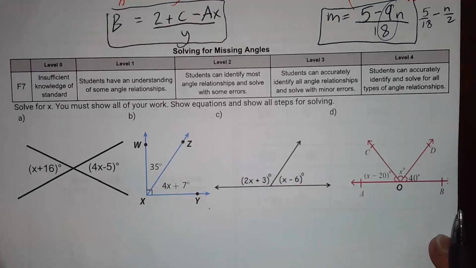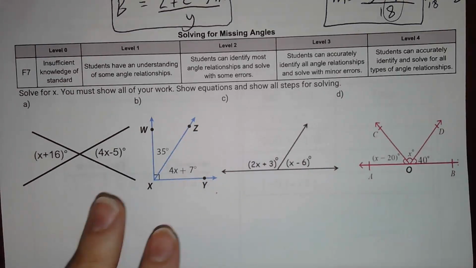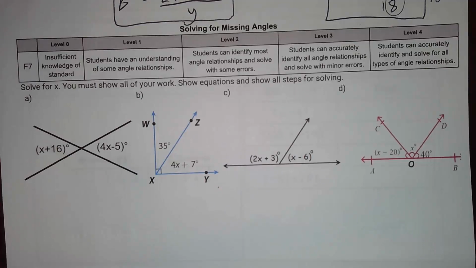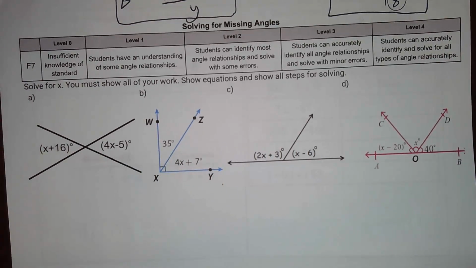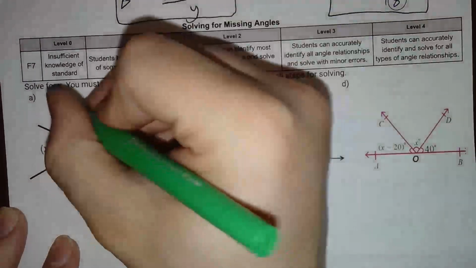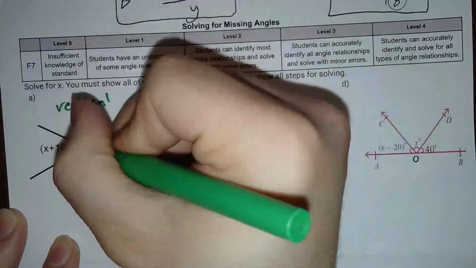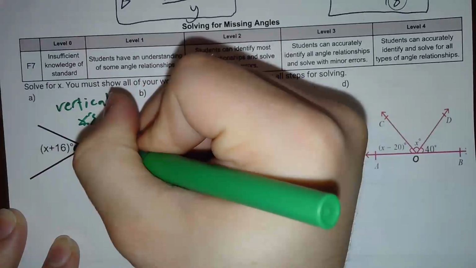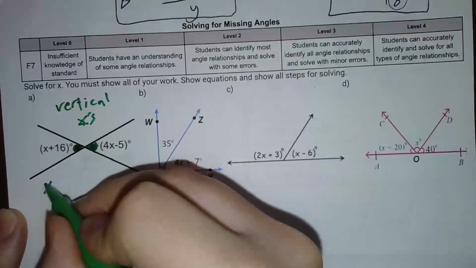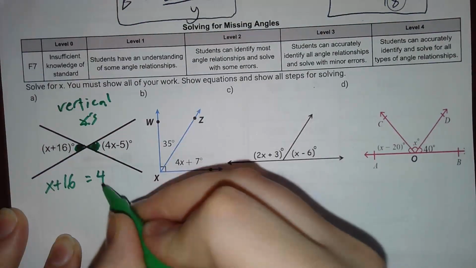Now standard F7, solving for missing angles. So for the first one, we have vertical angles. Vertical angles are congruent. They are equal to each other. So I will set x plus 16 equal to 4x minus 5.